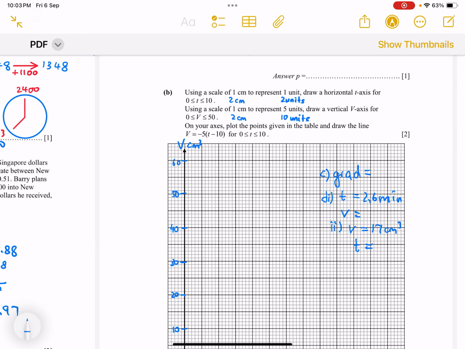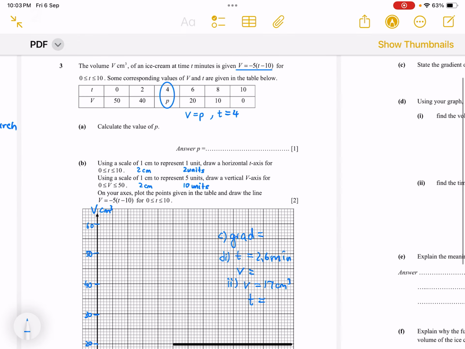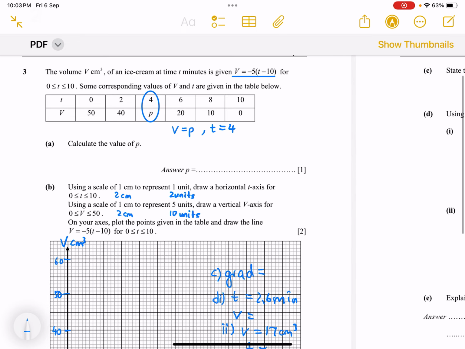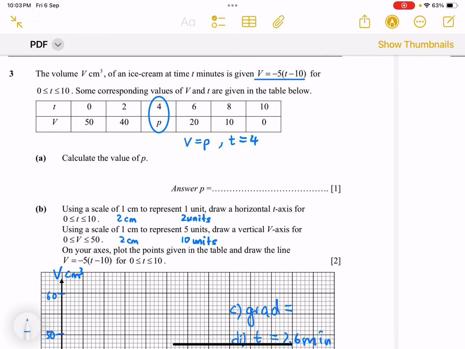The next question is on graph. The first thing we have to do is to calculate the value of P. So in the table, T is 4 when V is P. We just substitute into the equation. We have V is P and T is 4. That gives us a total of 30.